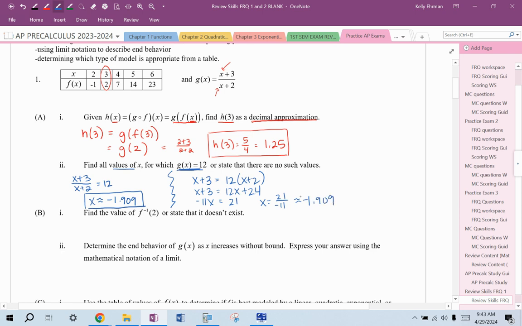Be careful of little things, like I almost forgot to write the negative sign. Again, rounding, just make sure that if you have time left that you're checking your answer.